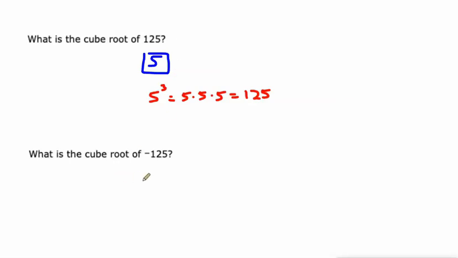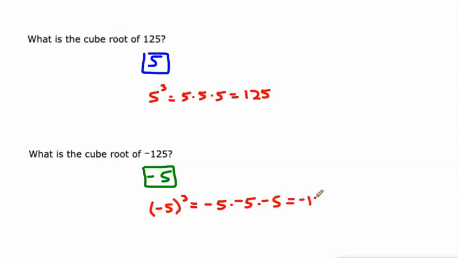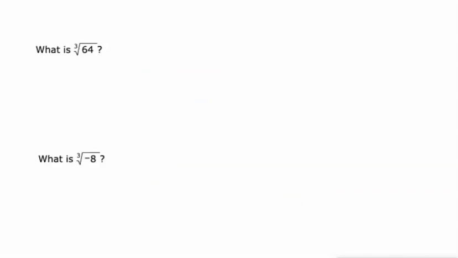So what do you think the cube root of negative 125 is? You got it, it's negative 5. All right, we can't do square roots of negatives, but we can do cube roots of negatives. And the reason is because negative 5 times negative 5, which is 25, times another negative 5 would be negative 125. So the cube root of negative 125 is negative 5 because negative 5 cubed is negative 125.